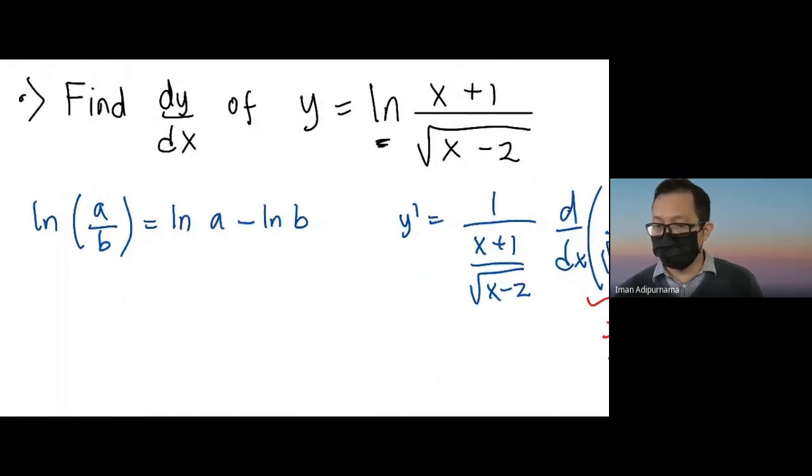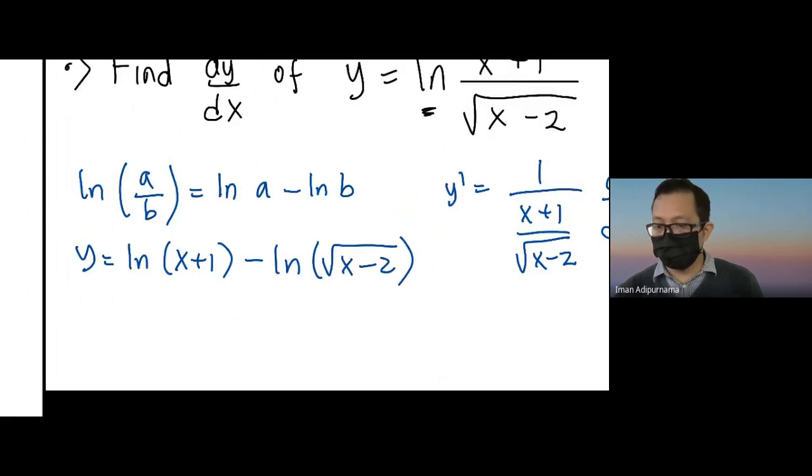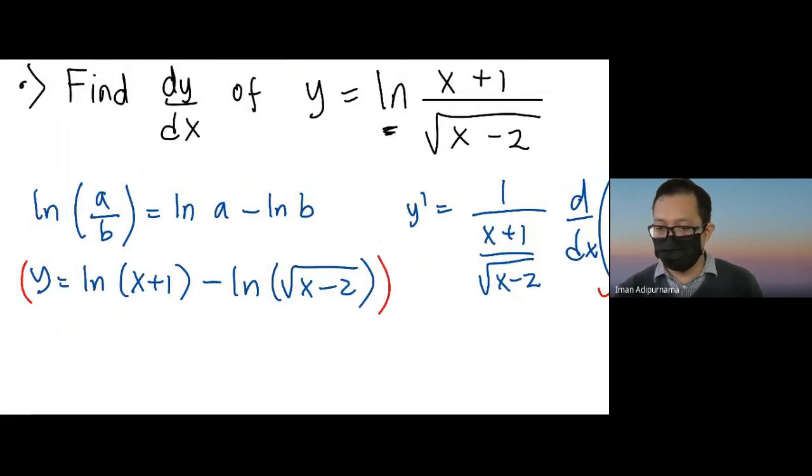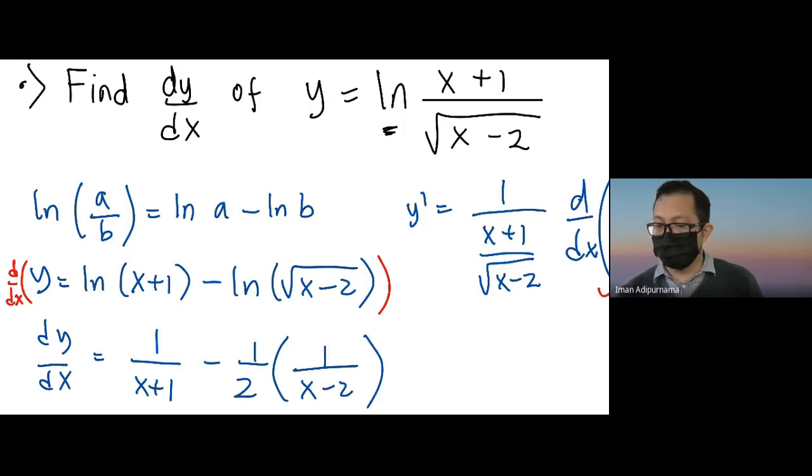Let's see here. Okay, let's take this y is equal to ln of x plus 1 minus ln of the square root of x minus 2. Okay, and then let's take the derivative d dx. This will be 1 over x plus 1 minus 1 over 2 times the square root of x minus 2 multiplied with the derivative. It just takes the 1 over x minus 2, and that's finished.